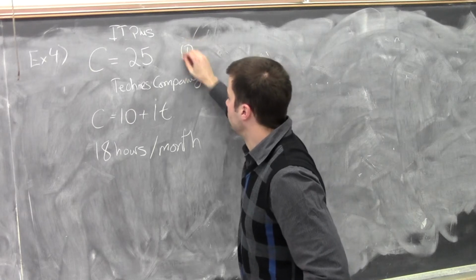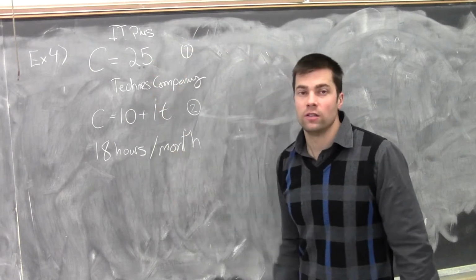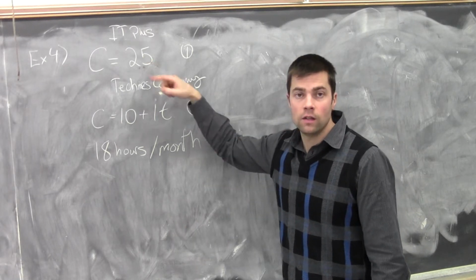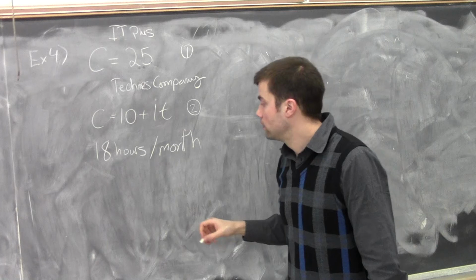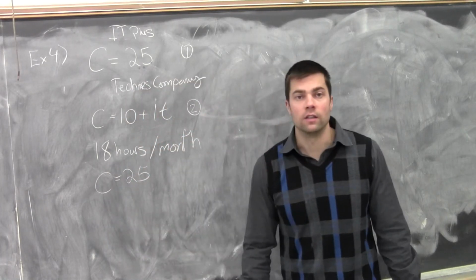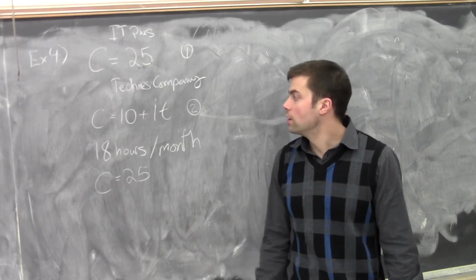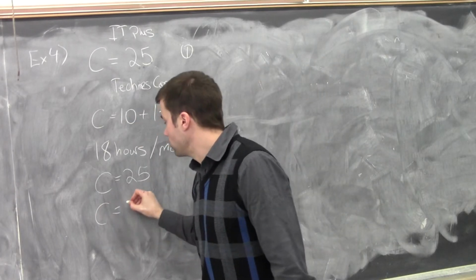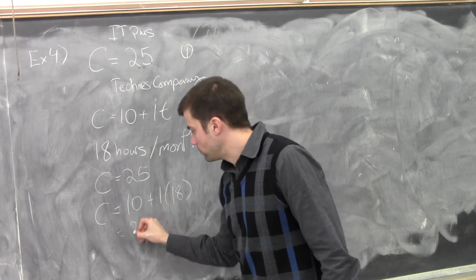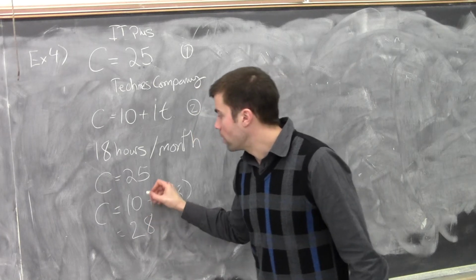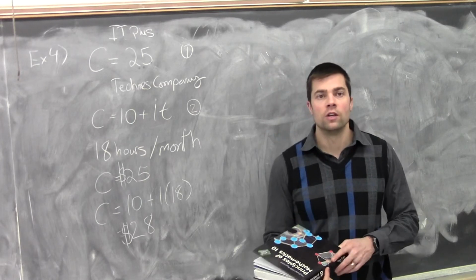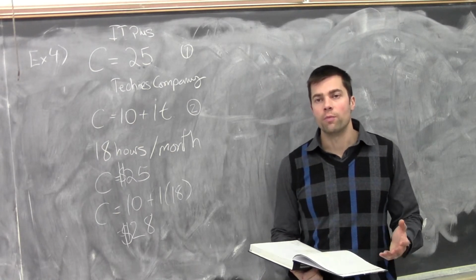So the first equation then, there's no value of t, so what do I do? Just multiply it. I multiply this by 18? No, for the first one it's just 25, that's it. Doesn't matter how many hours they use because it's unlimited. For the second equation now, that's where I plug in 18. So 10 plus 1 times 18. So we have 28. So if it costs $25 for unlimited use, and it costs $28 for 18 hours, what's clearly the best choice?